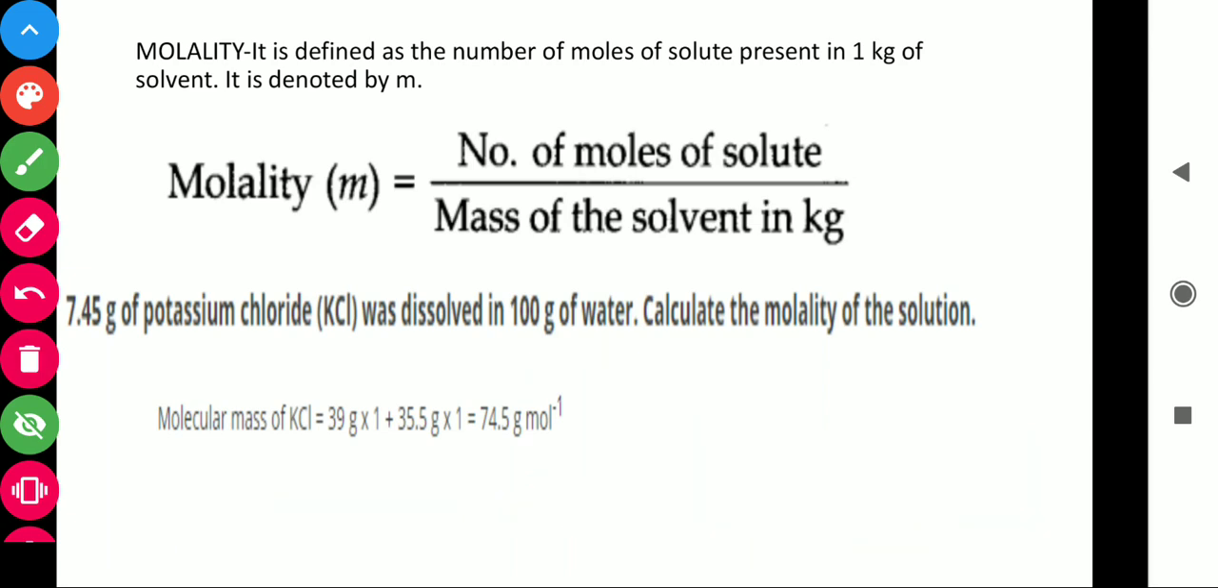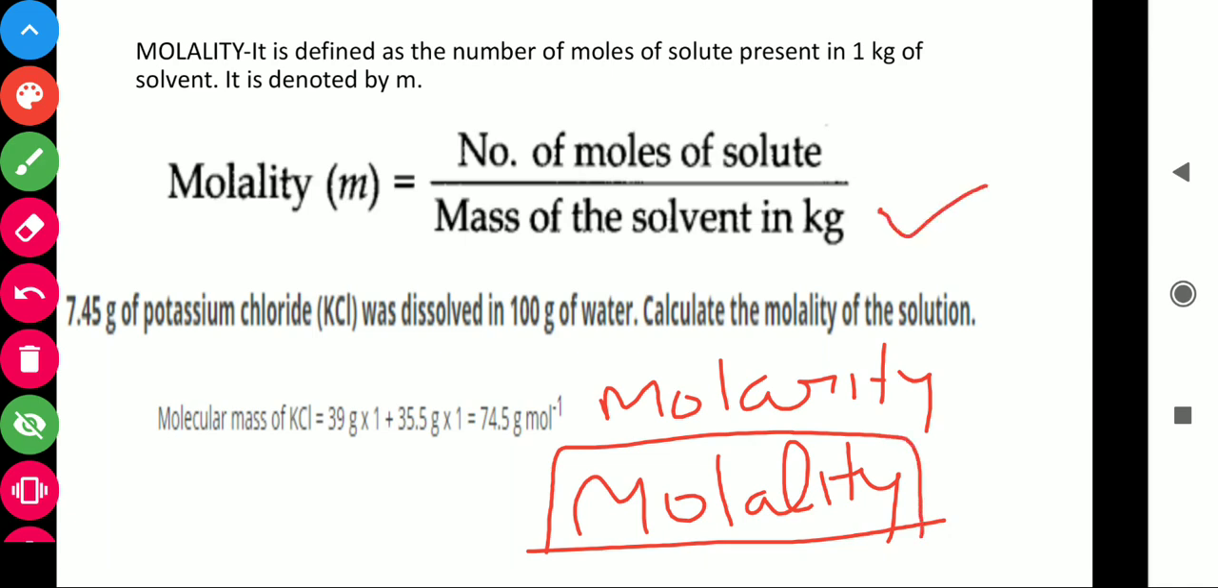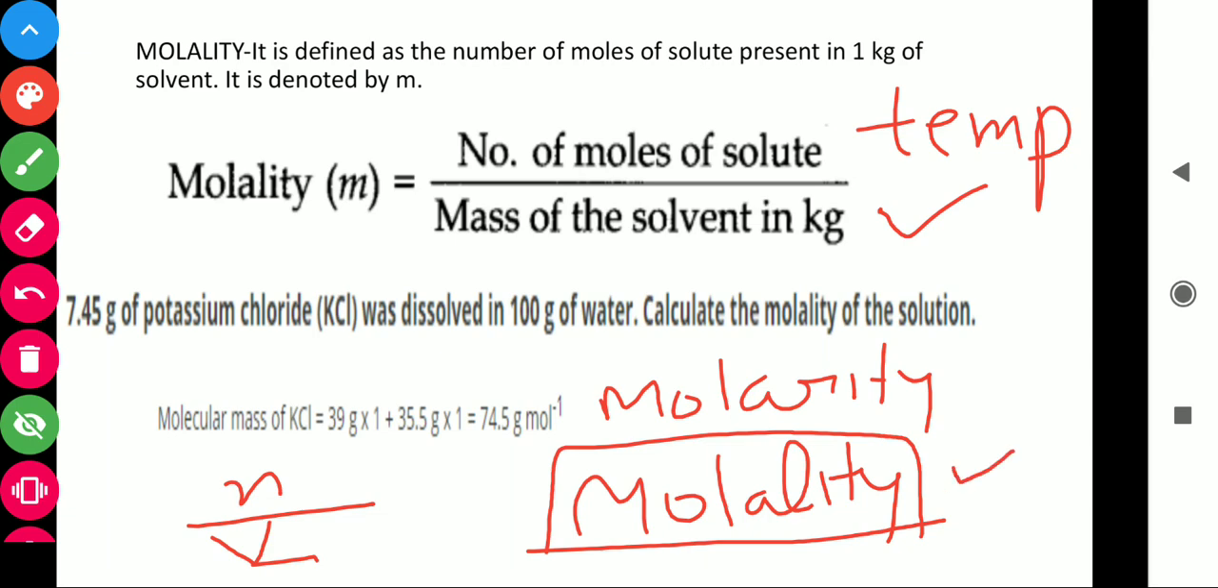Which one is better, molarity or molality? Molality is better. Why? Because in molality we have taken the mass, which does not change with temperature, while in molarity we have taken the volume of solution, which changes on heating. So molality is better than molarity to express the concentration of solution. Okay, thank you students.